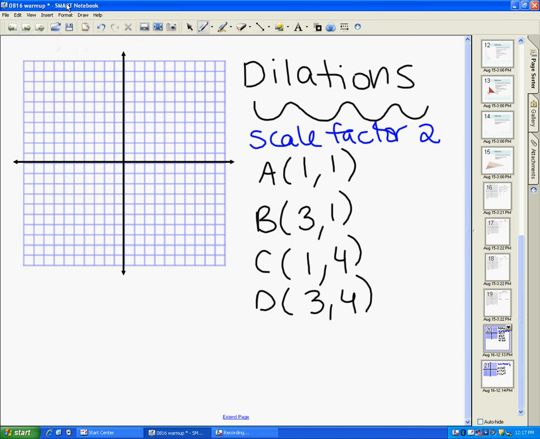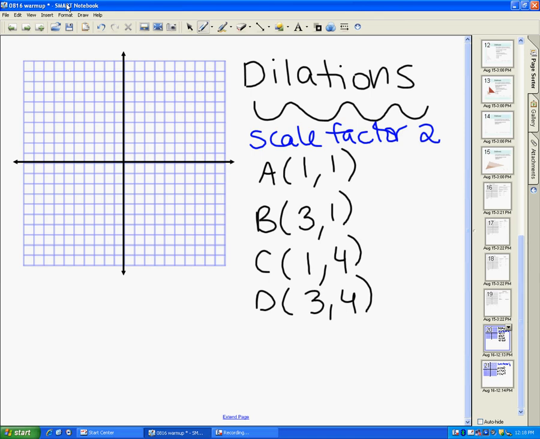Alright, I'm going to talk to you about dilations. And dilations are a type of transformation. And unlike translations, rotations, and reflections, which are also transformations, those three transformations only change the location of the object. They do not change the size, they do not change the shape. So when you're translating, rotating, or reflecting, those shapes are congruent. Same shape, same size, they're congruent.